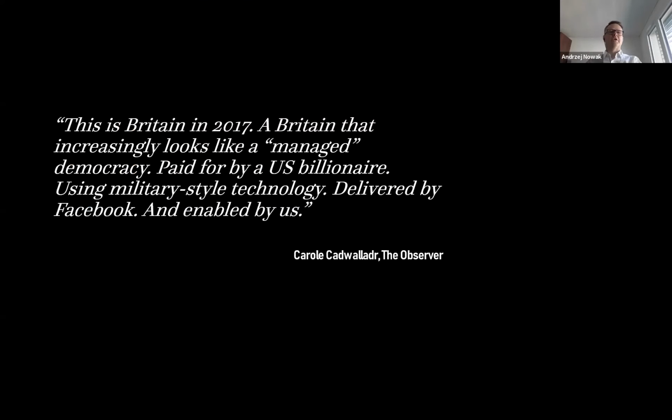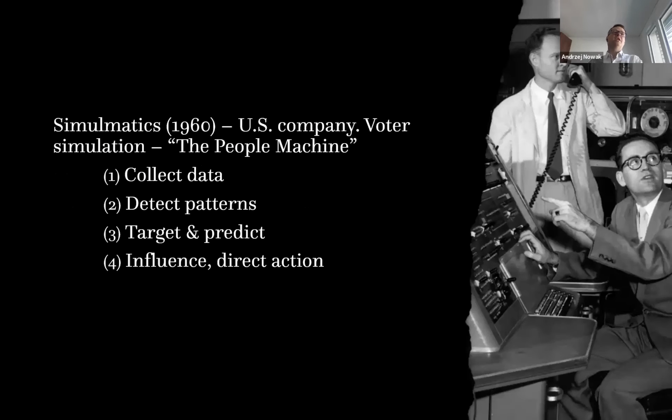This kind of targeting for political purposes is actually not something new. In the 60s, there was a company called Simulmatics. It was a US company that created a machine that could simulate voters. It was called the People Machine. So the machine would collect data, it would detect patterns in the data, it would create targeting and make predictions, and then you could create an influence. You could take direct action in order to act on what the machine is suggesting to you. So it would chop voters into 480 categories. And for example, when Kennedy was running his campaign, he got 3 reports from that machine. There were reports from that machine around the war in Vietnam and so on.